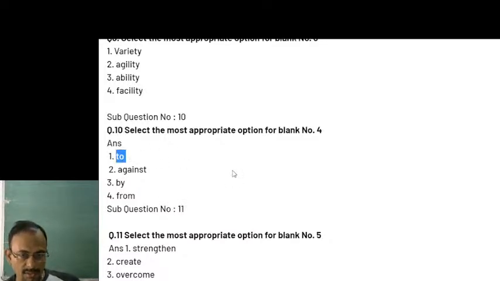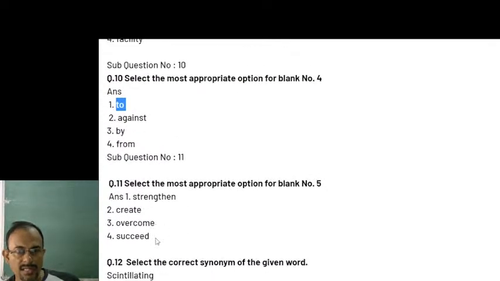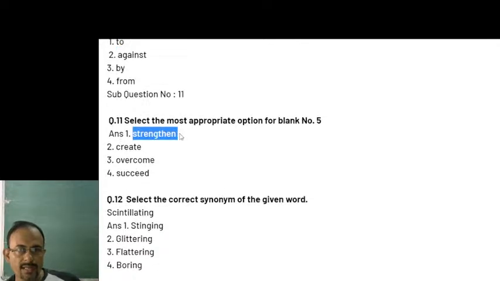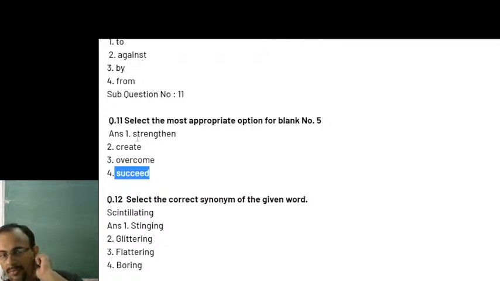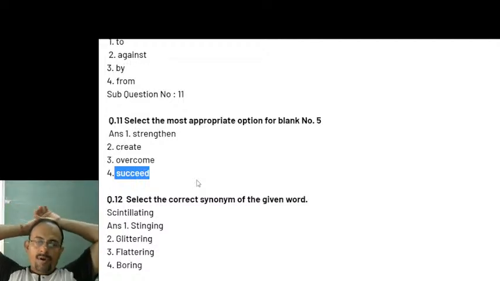Barriers to communication, right? Now, question number 11. Let's see the gap now. It is important to dash these barriers so that the transmission of the message can be smooth. To dash these barriers: strengthen, create, overcome, succeed. So question number 11, is it 1, 2, 3, 4? Which one do you think is the correct answer?